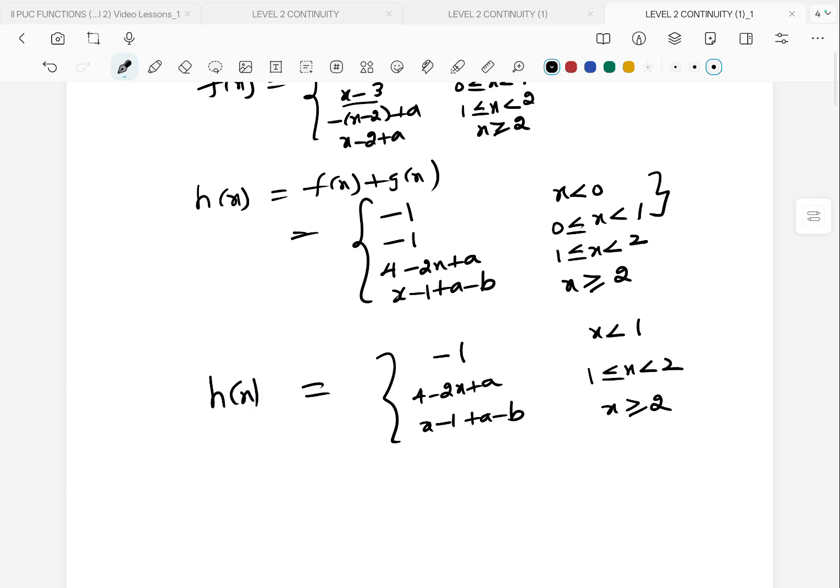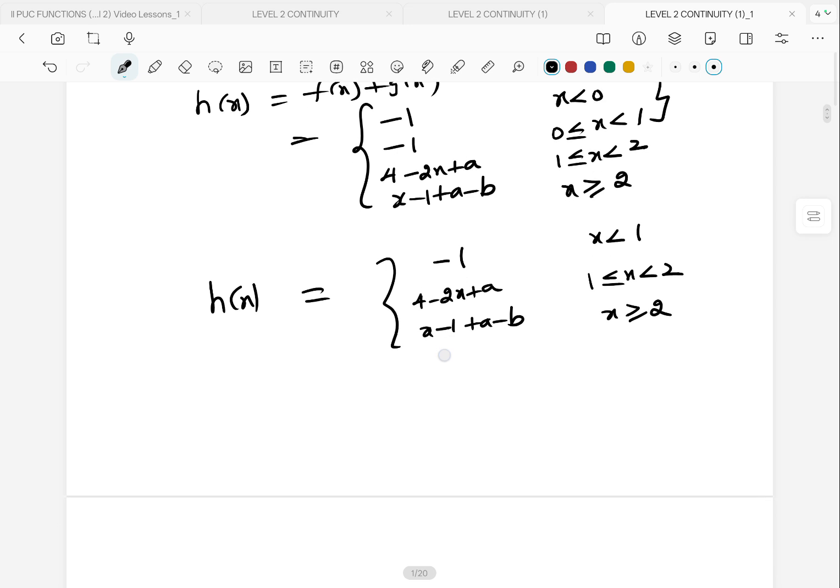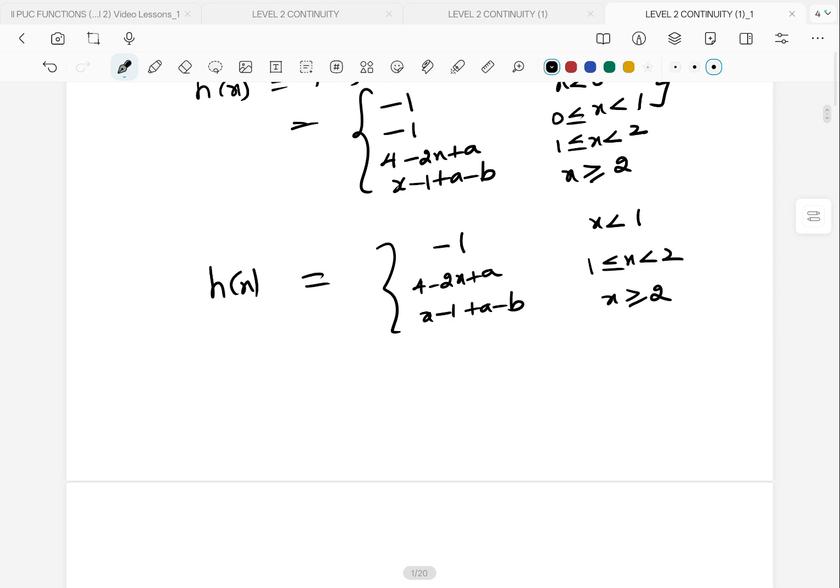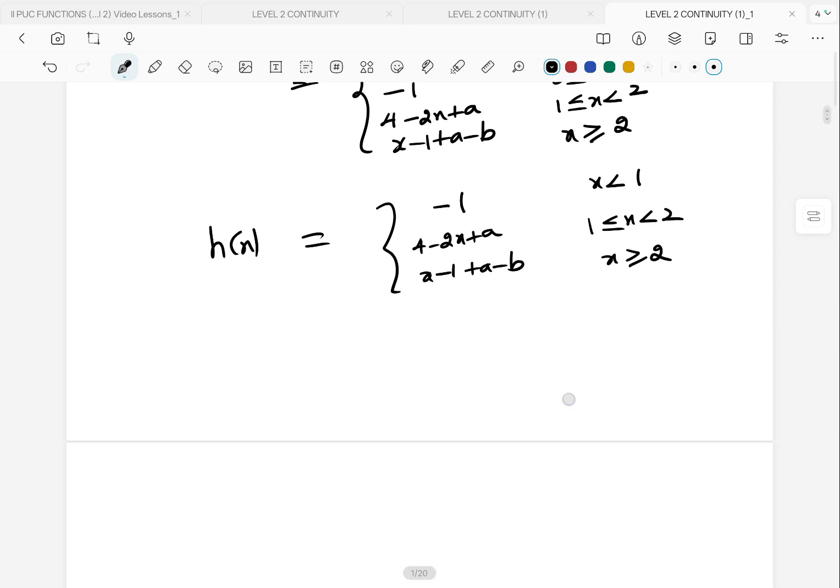Observe this function h of x. For all x less than 1, it is a constant function, so it is continuous. Between 1 to 2, it's a linear function and hence continuous. 2 to infinity is also a linear function, which is continuous. Now, we are left with 2 points, x equal to 1 and x equal to 2.